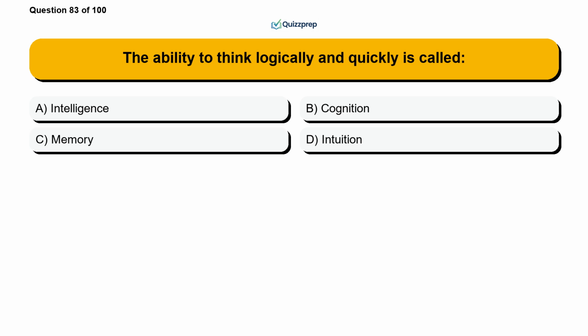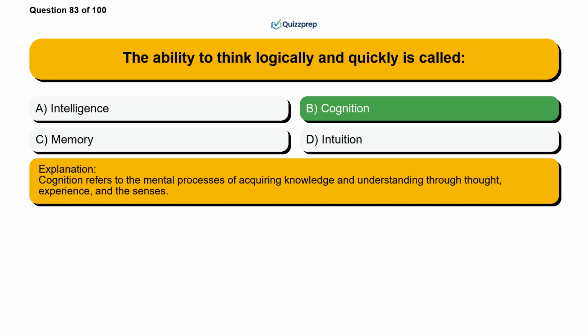Question 83. The ability to think logically and quickly is called: Option A, intelligence. Option B, cognition. Option C, memory. Option D, intuition. The correct answer is option B, cognition. Cognition refers to the mental processes of acquiring knowledge and understanding through thought, experience, and the senses.